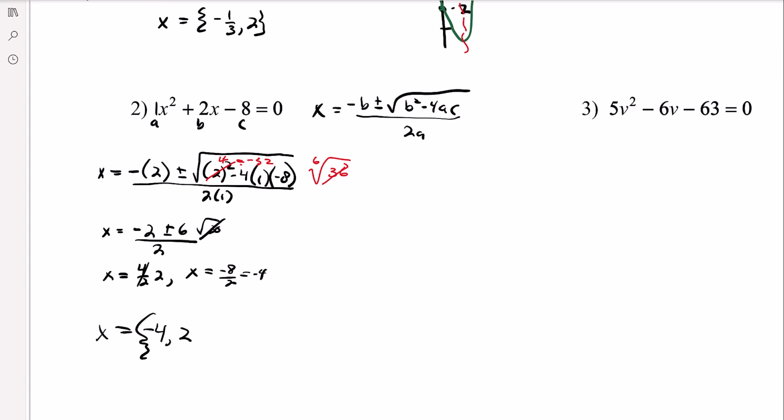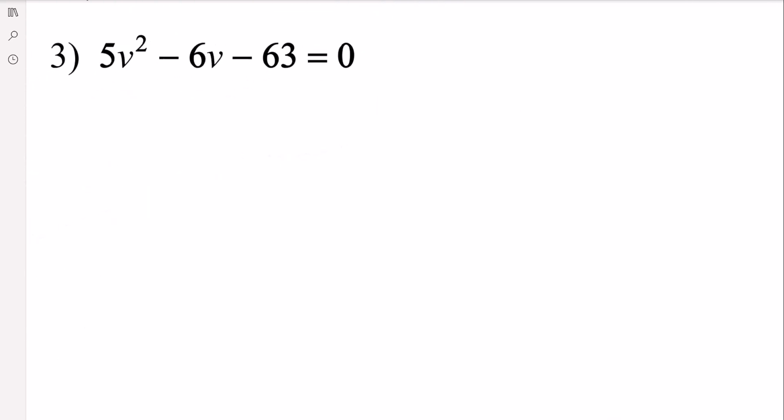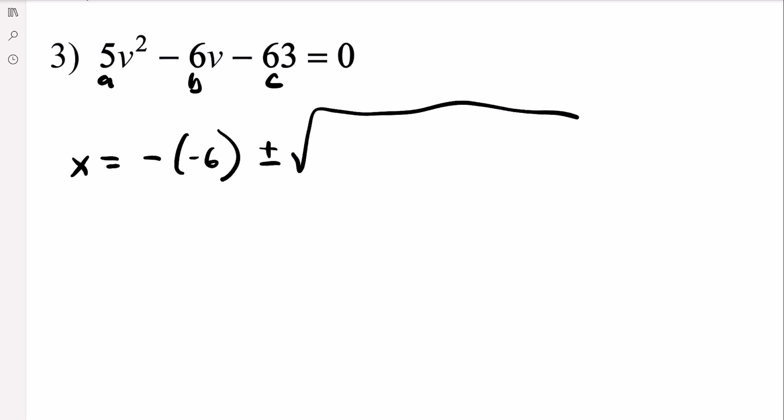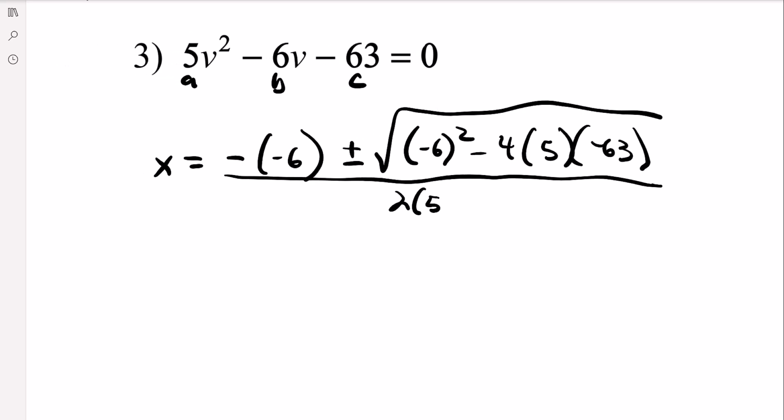Wow, that's a really bad one. There we go, that's a better one. Okay. Here's your A, your B, your C. So x is equal to the opposite of B, so that'll be positive 6, plus and minus our B value squared minus 4 times our A value times our C value, all of this over 2 times the A value.